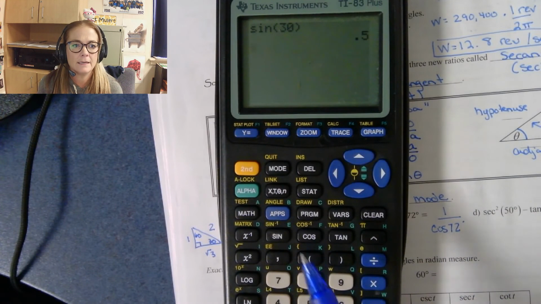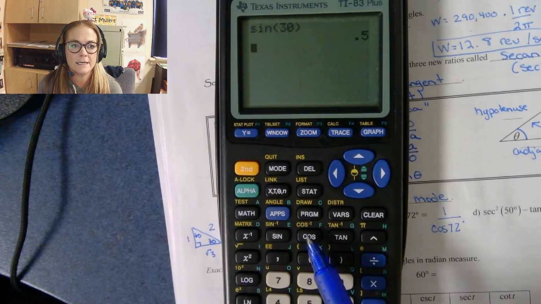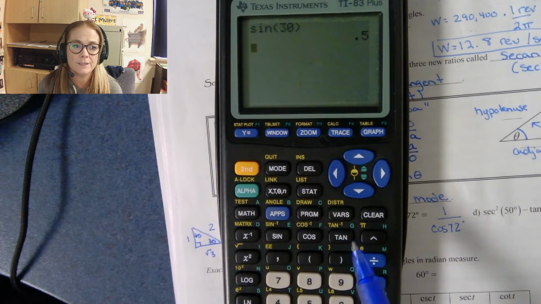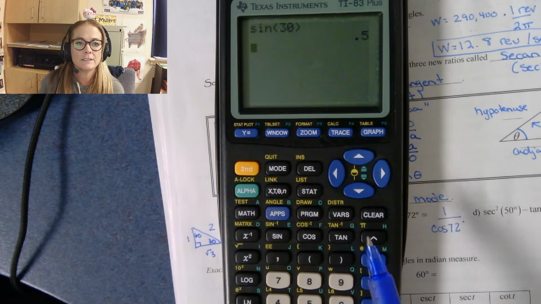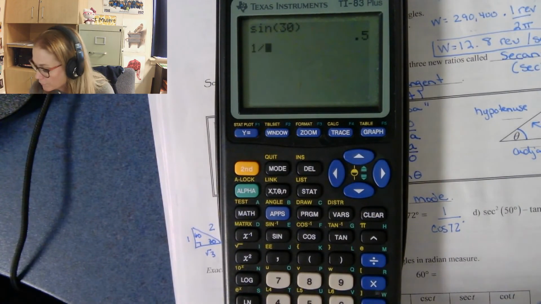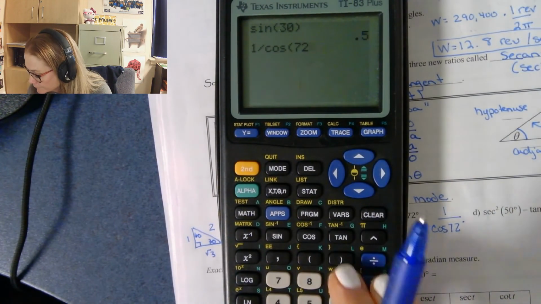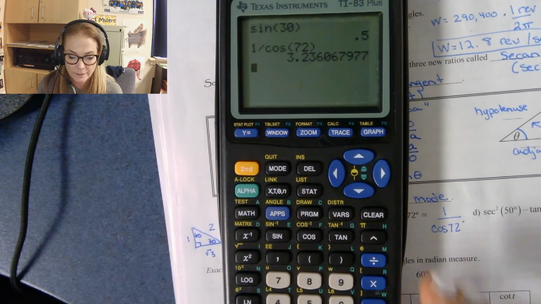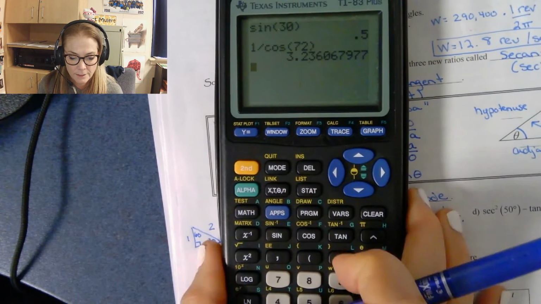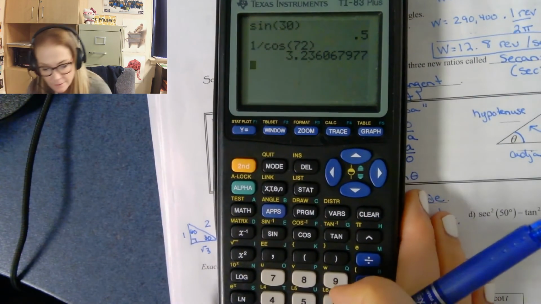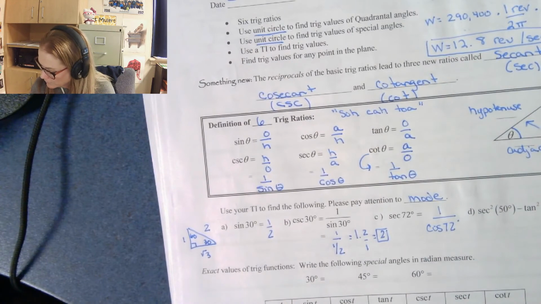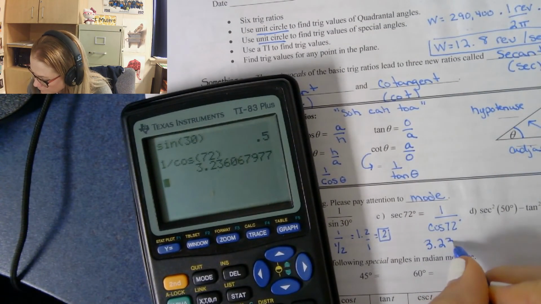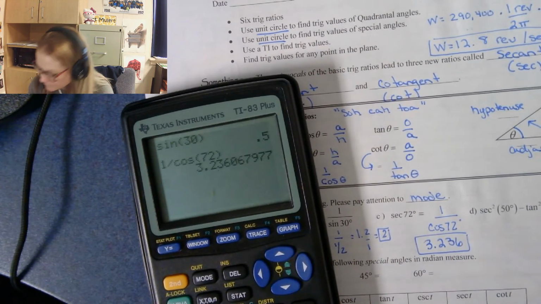You'll see that sine, cosine, and tangent are here, but cosecant, secant, and cotangent, they're not on the calculator. The calculator wants you to know it's a reciprocal, and that's what you have to do. So for this particular problem, I have to go 1 over cosine of 72. Okay? And you get the number here, which is 3.236. All right.